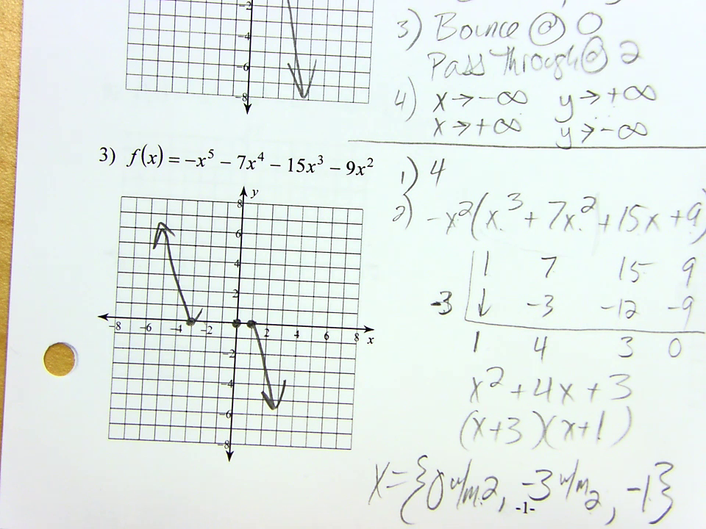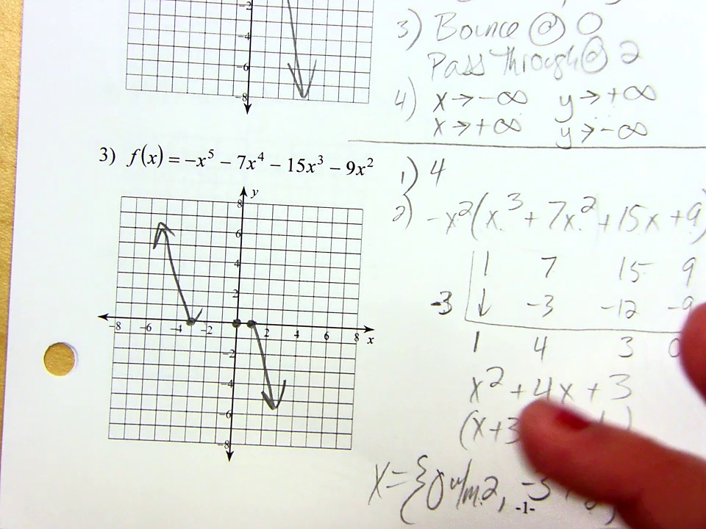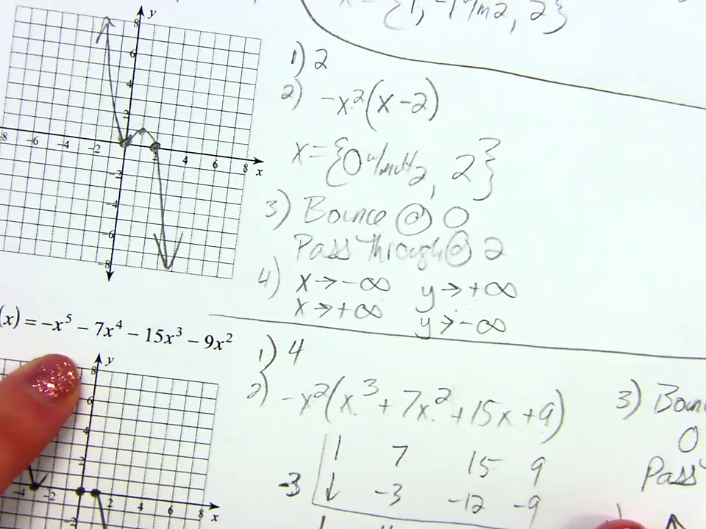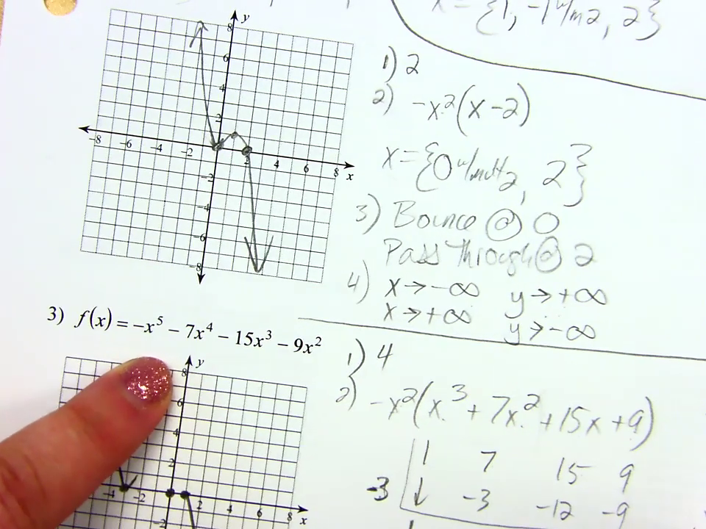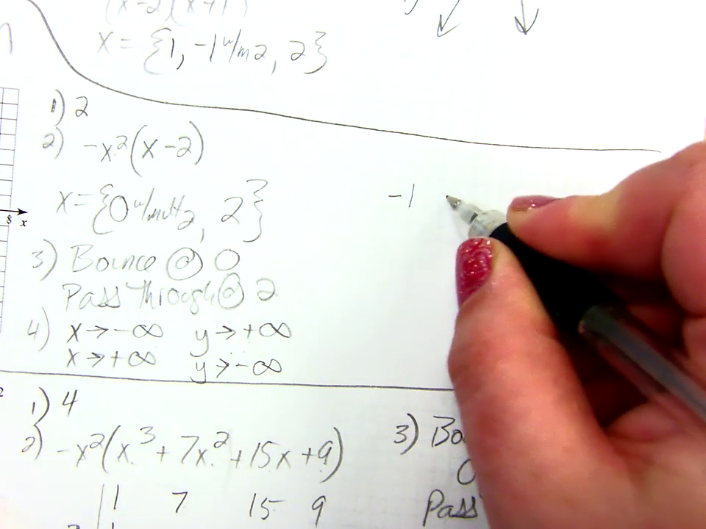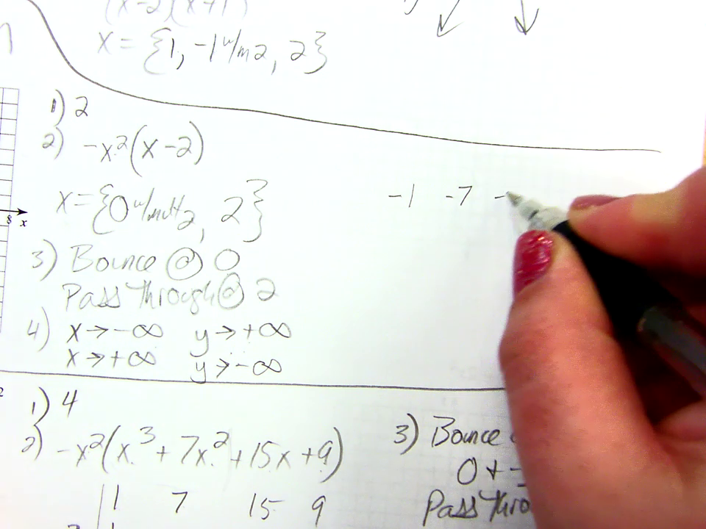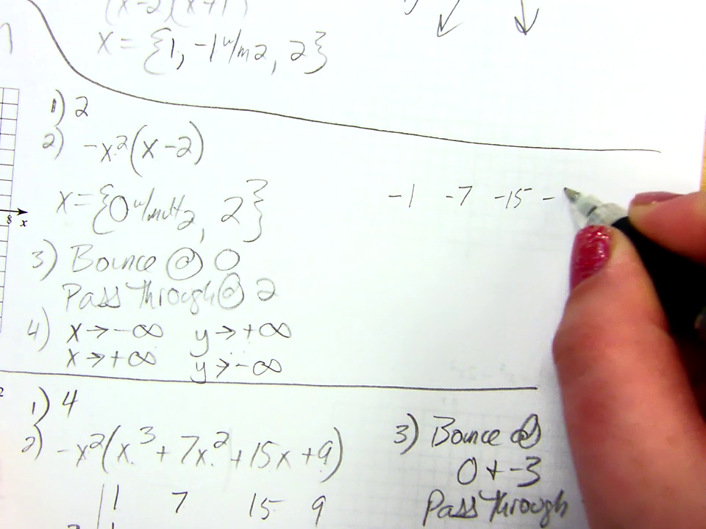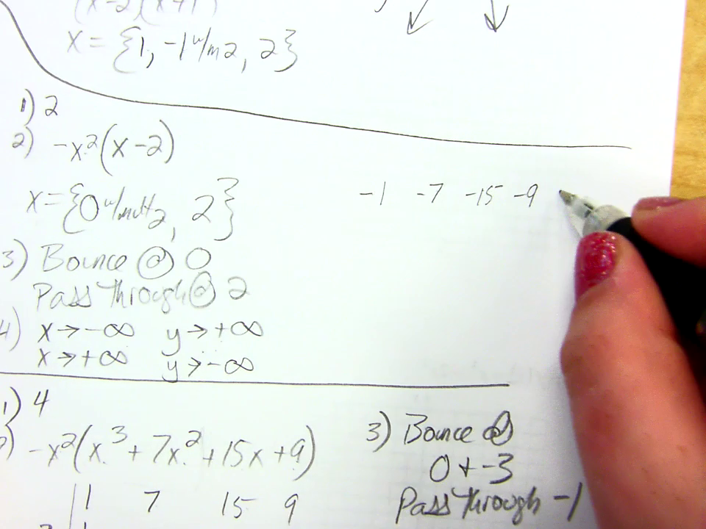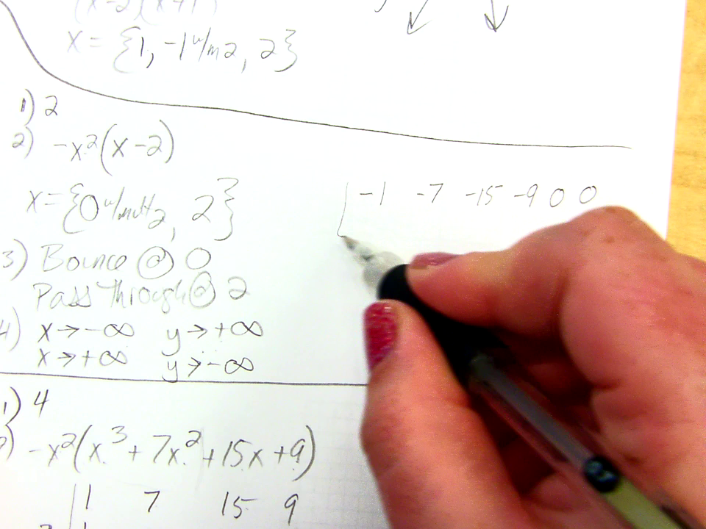Since we have synthetic substitution, do you want to go for the gold? I'd plug in both, since we can do synthetic substitution so quickly, right? Do you remember? So if I want to plug in negative 2 into this whole thing, do you remember how? You just do synthetic, right? So do your coefficients. Negative 1, negative 7, negative 15, negative 9. Now be careful. That's 5, 4, 3, 2, 1, and none. I need 0 placeholders for those last 2.